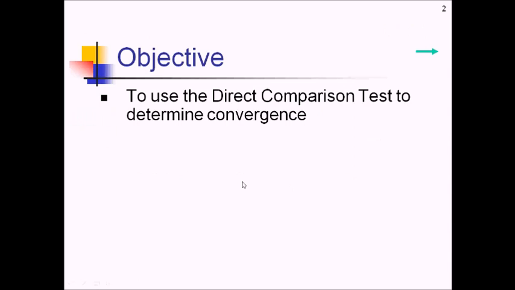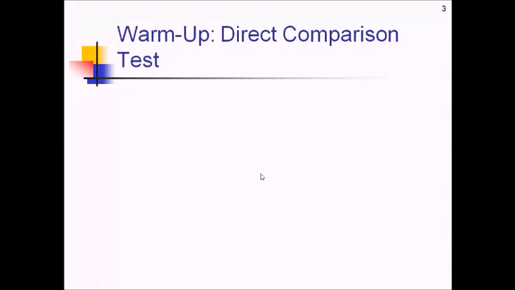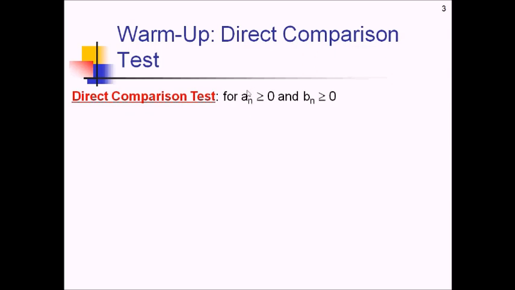In this one, we're going to be using the direct comparison test to determine convergence of a series. We're going to start this one off by deriving something called the direct comparison test. So let's say we have two series, both of them with nth terms that are greater than or equal to 0. See if you can fill in the following blanks.